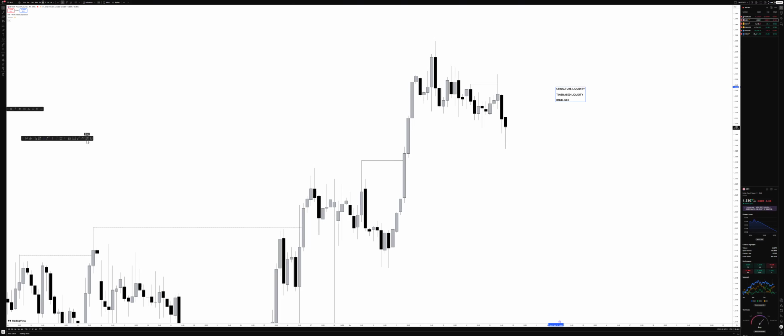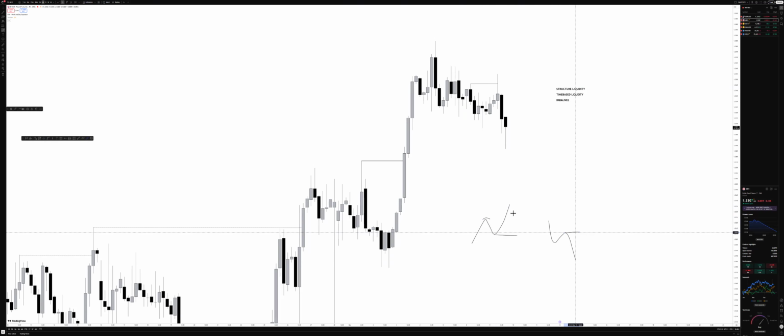So let's start with structural liquidity. We have a bullish market structure, and we have a bearish market structure. When we're talking about structure, we have the major structure, which is the swing structure. So this low is liquidity. Anytime price puts in a high, this low becomes a liquidity point. Anytime price creates a new low, this high becomes a liquidity point.